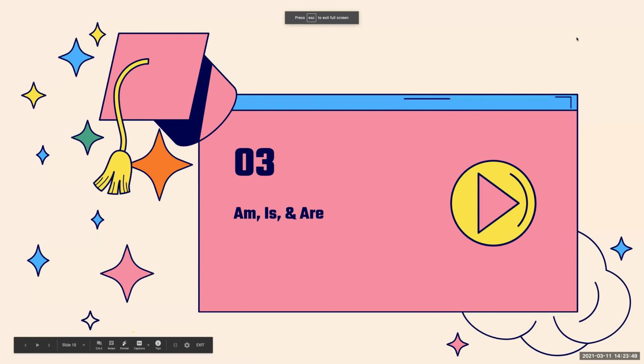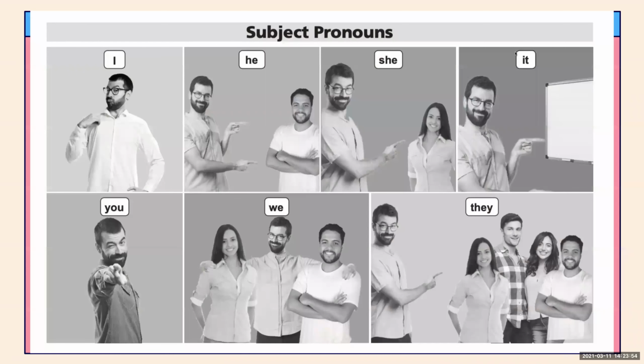So tonight we're going to go ahead and end with am, is, and are. First off, we want to remember, these are all subject pronouns. When we talk about ourselves, we talk about I. If we talk about this man, he will be he. If we talk about this woman, she will be she. Remember that it is not a place. It is not a person. It's a thing, it's an object, or it can also be an animal, like it. This right here is a whiteboard. We are saying it's it.